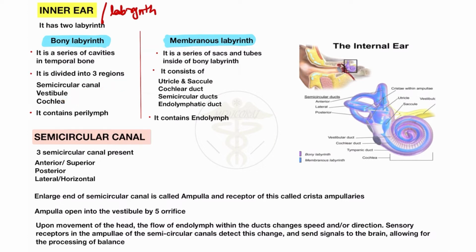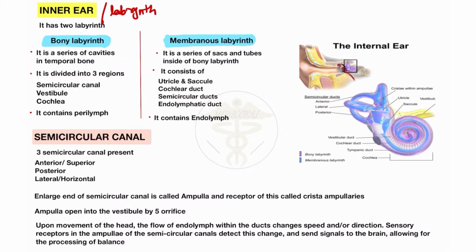What is the membranous labyrinth? The membranous labyrinth contains the utricle and saccule, cochlear duct, semicircular duct and endolymphatic duct. Here you will see this is the utricle and saccule part. It consists of the saccule and utricle. It is very important and helps in balance. I will discuss it completely in detail. So: utricle, saccule, cochlear duct, semicircular duct and endolymphatic duct.